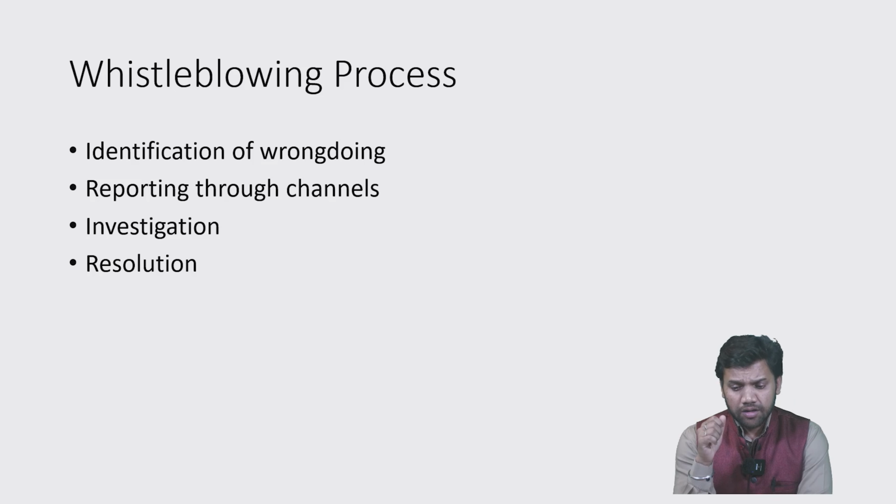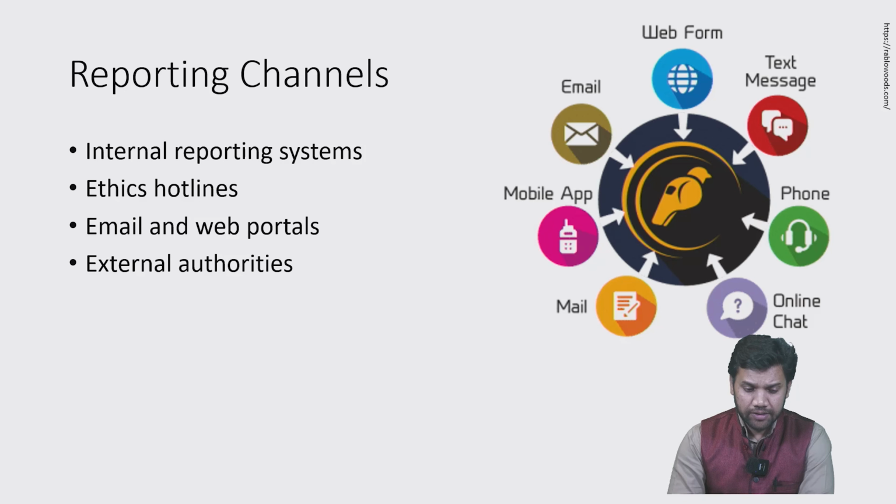In the process, we know what type of frauds there are and what type of channels there are through which the person can complain. Different types of channels may be possible in different types of organizations. As we can see in this slide, there may be different channels in the organization. The person can opt for any of the channels to report the fraud, to complain.